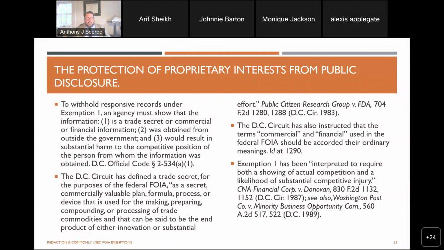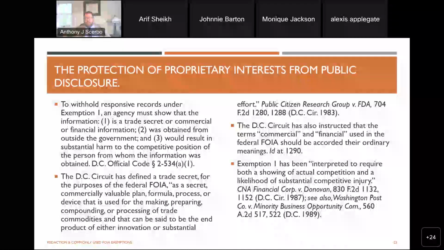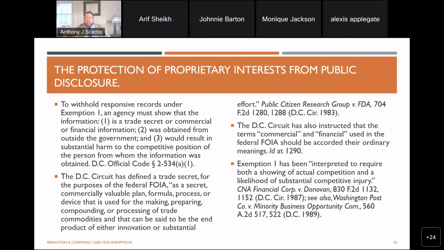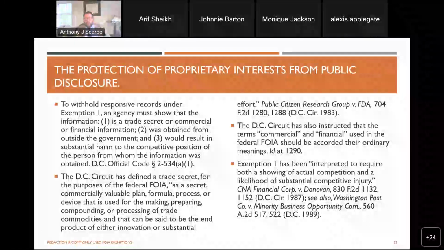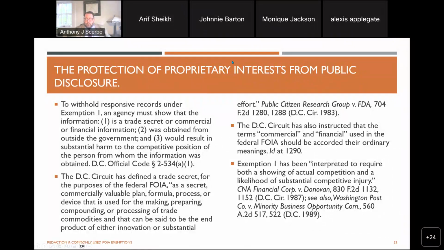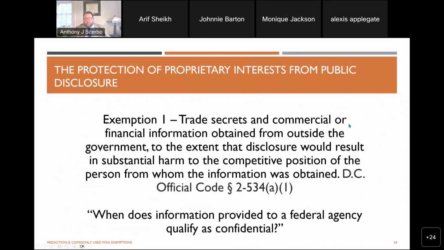So methods, ideas, things. The circuit's also instructed that the terms commercial and financial are used in their ordinary meaning relative to federal FOIA, and thus, in all likelihood, when you're construing DC FOIA. The exemption's been interpreted to require both a showing of actual competition and a likelihood of substantial competitive injury. So again, you've got to show both actual competition and a likelihood of substantial competitive injury.